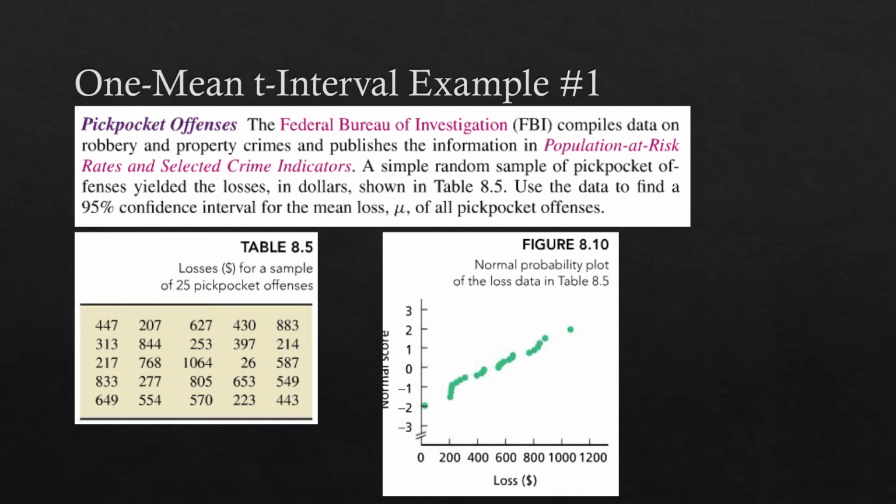Okay, so at this point, what we're doing here is step one. Before you do anything, just like with the one mean z interval, do your normal probability plot. Make sure this is a normal distribution. If you notice, we have a linear normal probability plot. It's pretty much linear, so it is a normal distribution. That's a good thing, because we only had 25 samples. 25 is a moderate number. It's not a large number.